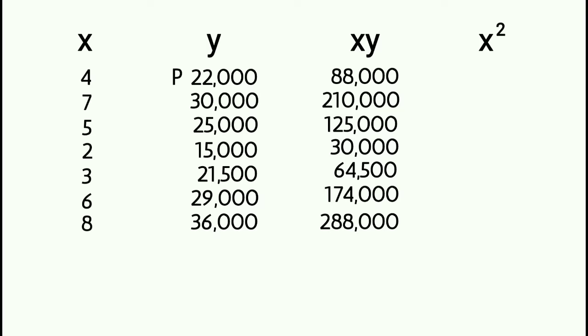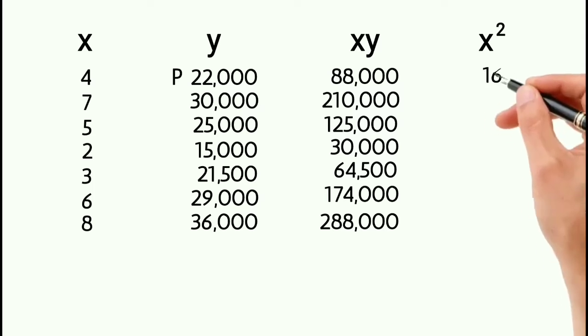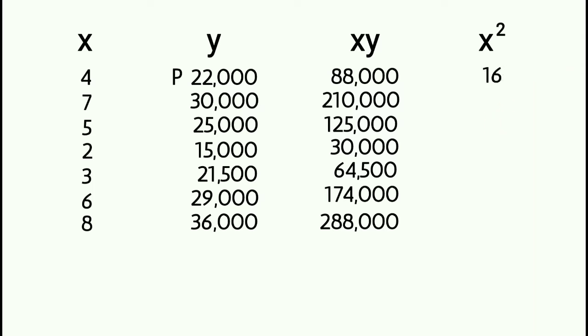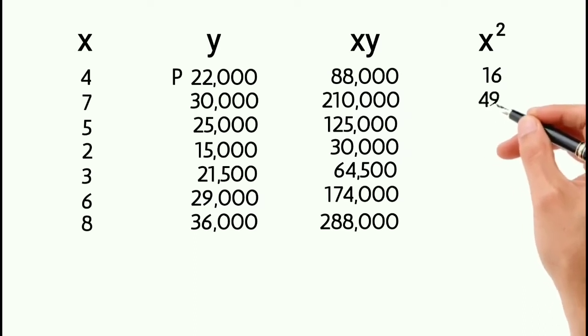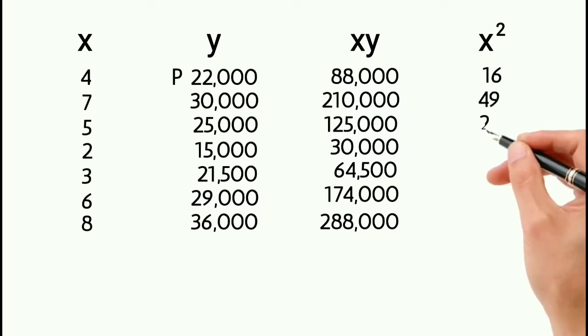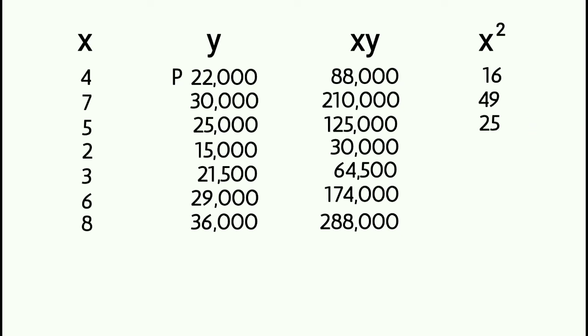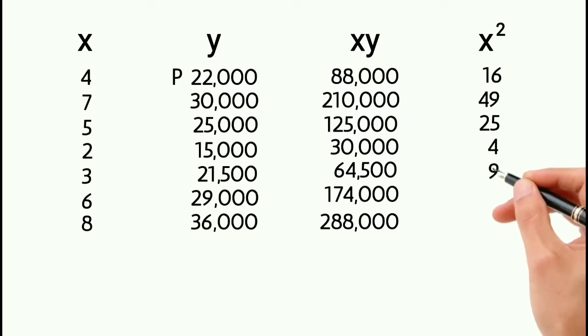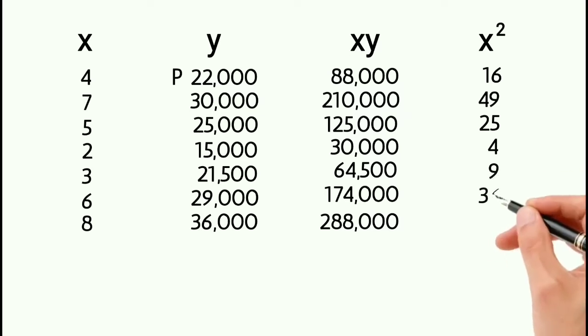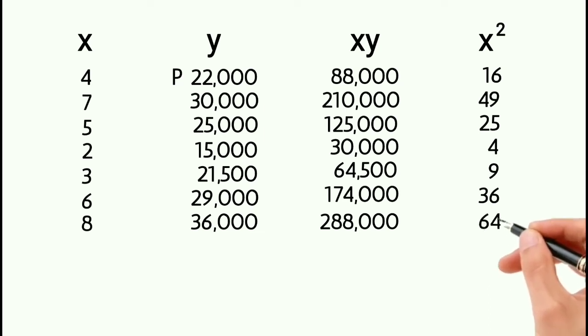Next, x raised to the power of 2. That means you have to multiply the x by itself. 4 times 4, that is equal to 16. 7 times 7, that is equal to 49. 5 times 5, that is equal to 25. 2 times 2 is equal to 4. 3 times 3 is equal to 9. 6 times 6 is equal to 36. And 8 times 8 is equal to 64.